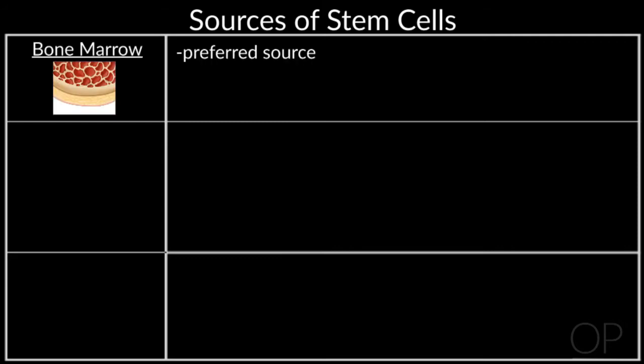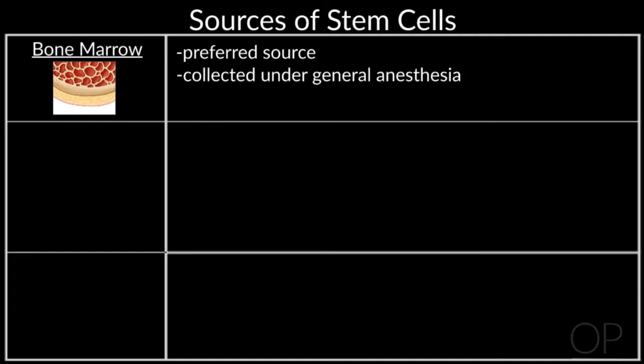The stem cells can come from multiple different sources. The first source and the oldest source is bone marrow. This is the preferred source for stem cells at most pediatric stem cell centers, and this is because it is very rich in stem cells, and it has been used the longest. So it is the benchmark for engraftment, graft-versus-host disease, and graft-versus-leukemia.